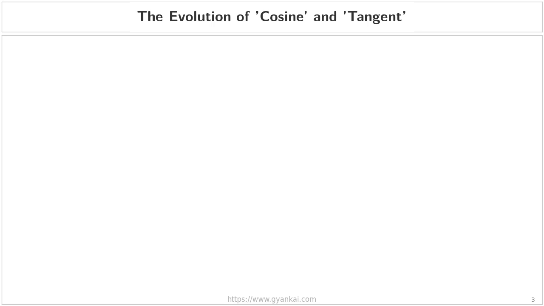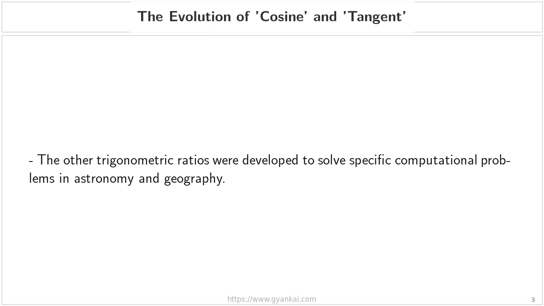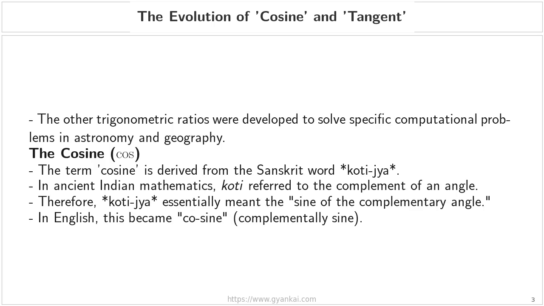The evolution of cosine and tangent. Just like sine, these weren't just invented out of thin air. They were developed to solve very practical, complex problems in the fields of astronomy and geography. First, let's examine the cosine or cos. If you look closely at the word, you'll see it actually contains the word sine.